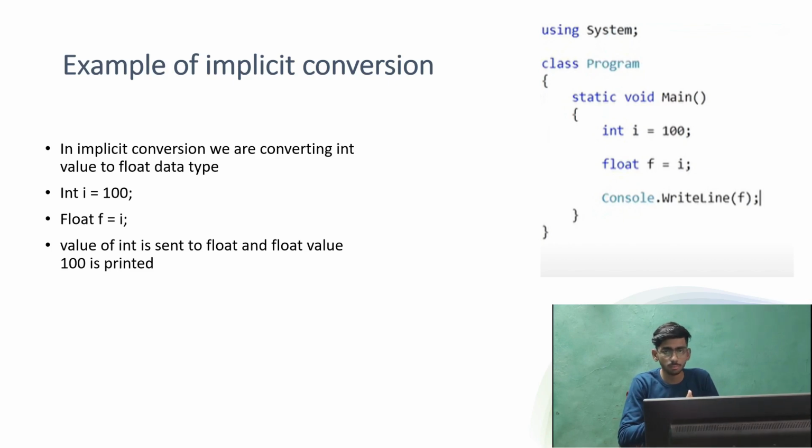Implicit conversion is done by the compiler when there is no loss of information if the conversion is done, and if there is no possibility of throwing an exception during the conversion. Converting the int value to float will not lose any data and no exception will be thrown. Hence the implicit conversion can be done.